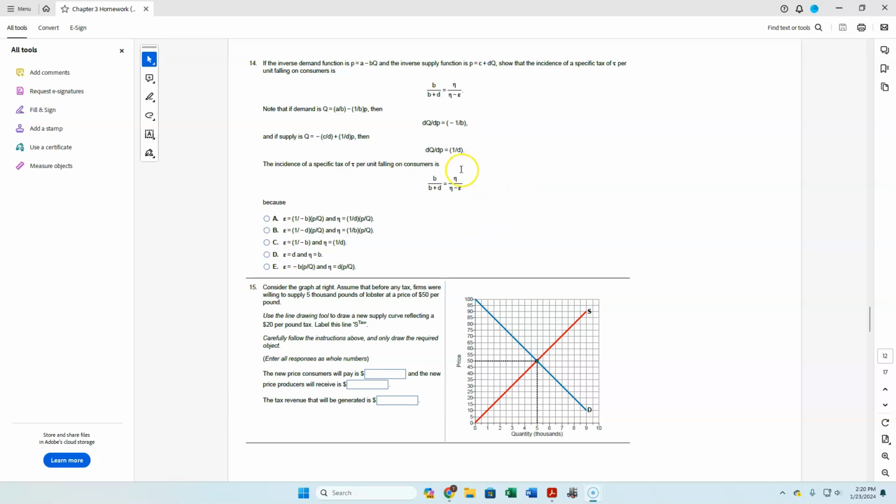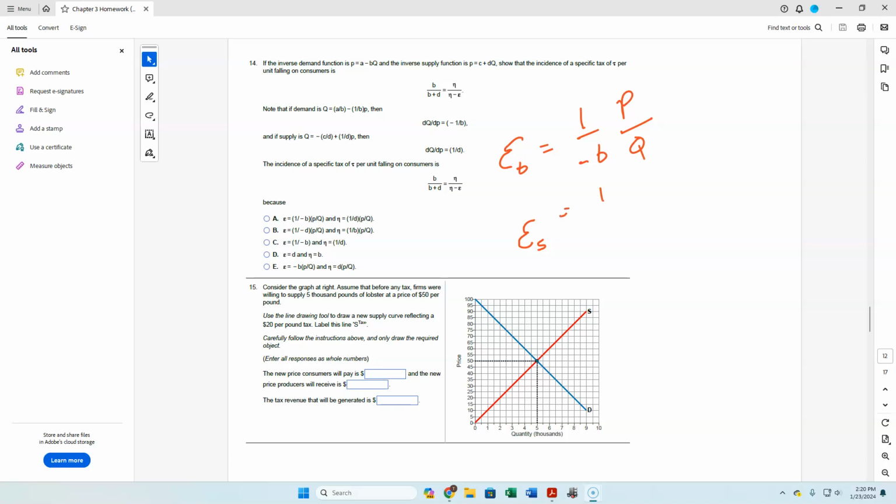our elasticity of demand. The elasticity of demand is equal to 1 over negative B, P over Q, just by definition. What they're just referring to is just E. And then I like to write it out as E subscript S to stand for elasticity of supply. They use this. But what is it by definition?